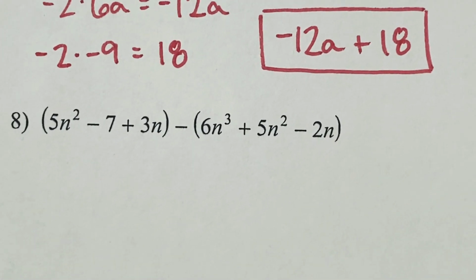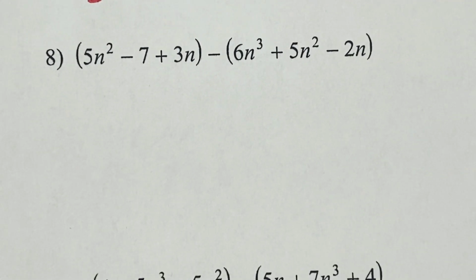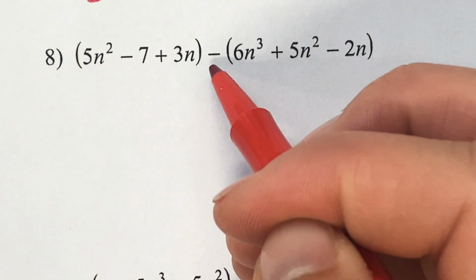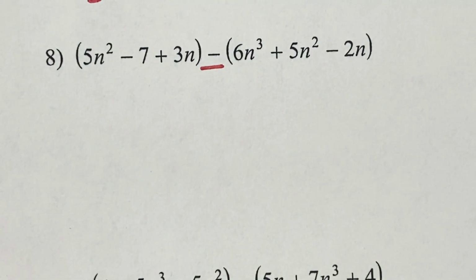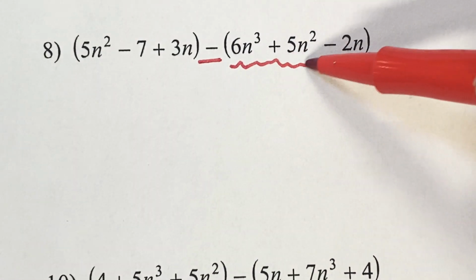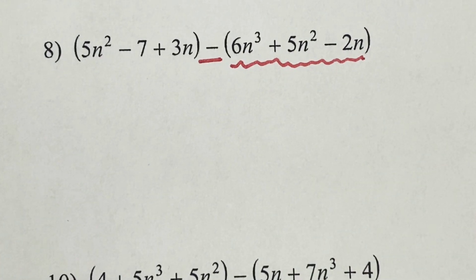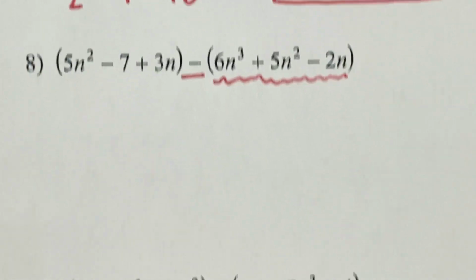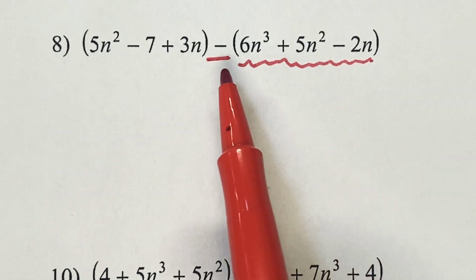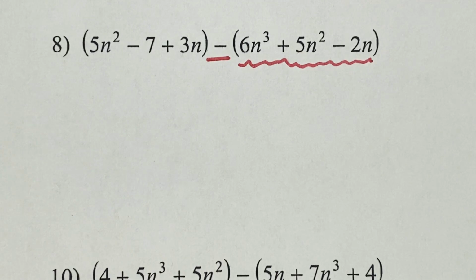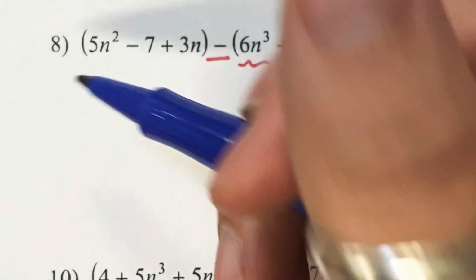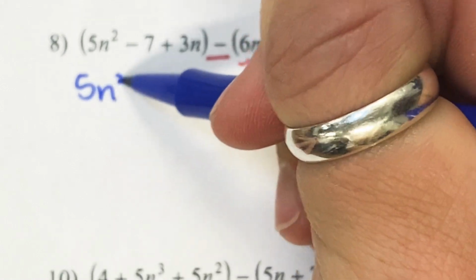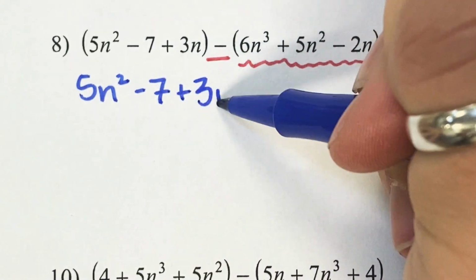Okay, let's look at number 8. What are we doing? What is our sign in the middle telling us to do? It's subtraction. And with subtraction, do the signs stay the same or do they change? Remember, we're only looking at the signs after. Subtraction tells us that the signs change. So we're going to go back up here and rewrite everything with different signs. You always rewrite the first piece exactly how it's written. That never changes. So 5n squared minus 7 plus 3n.